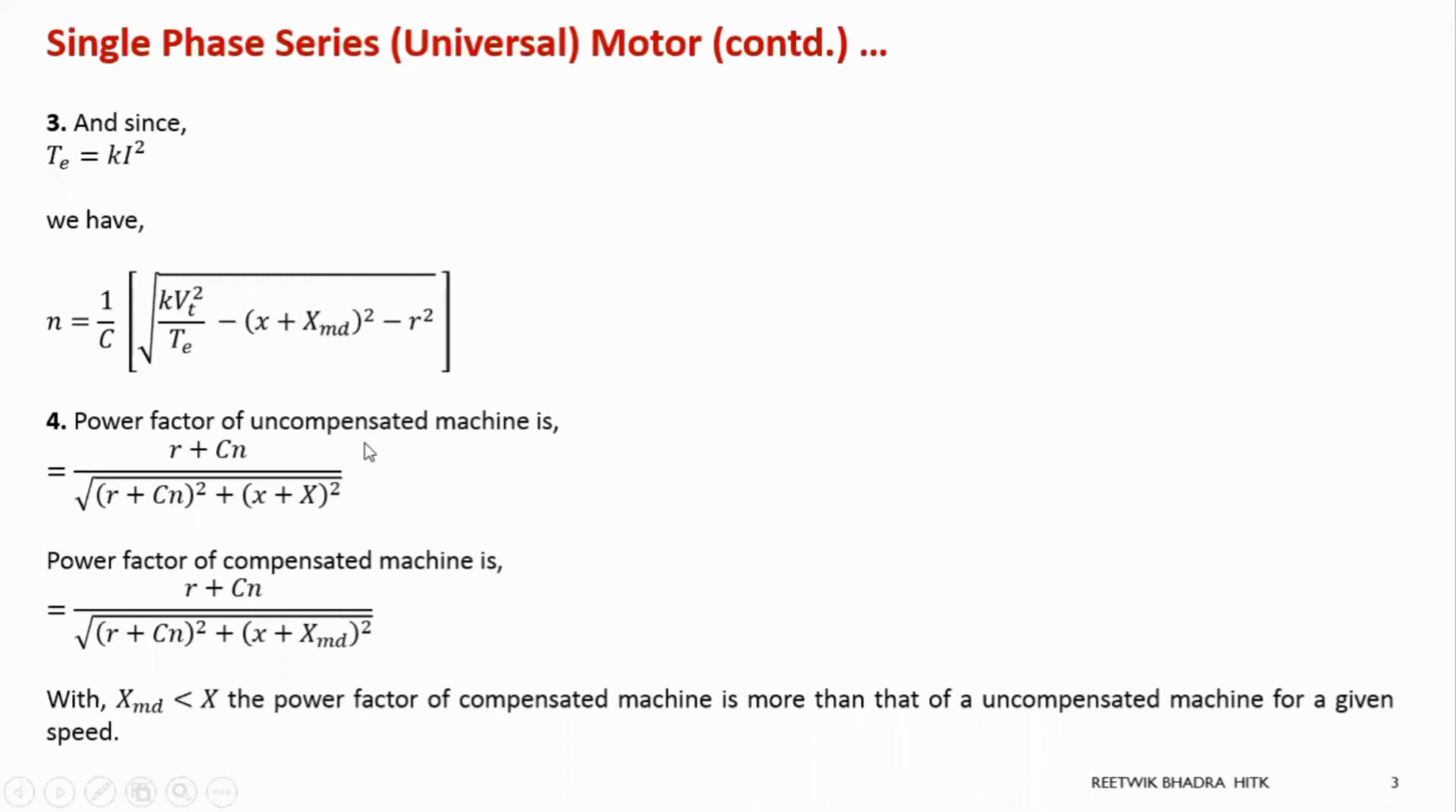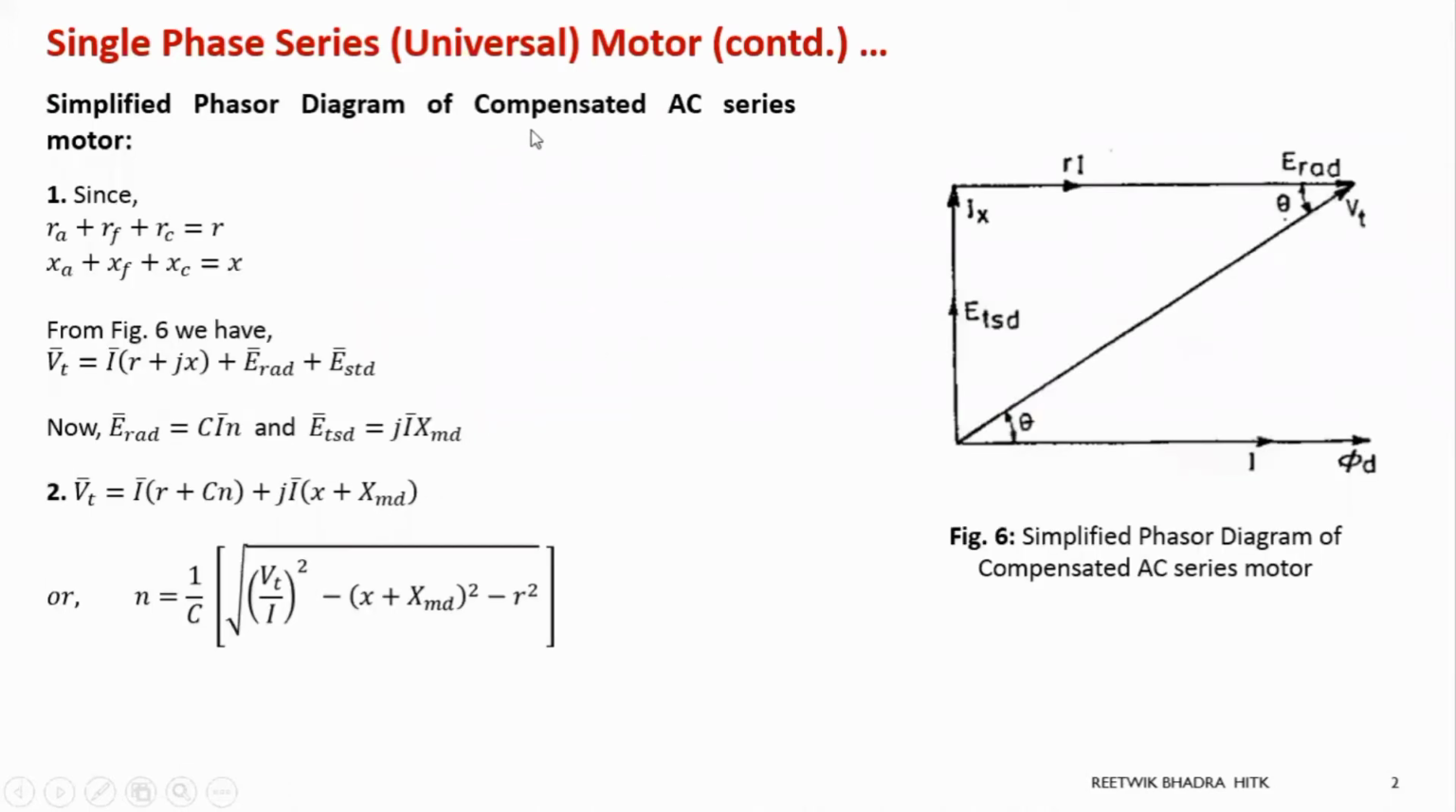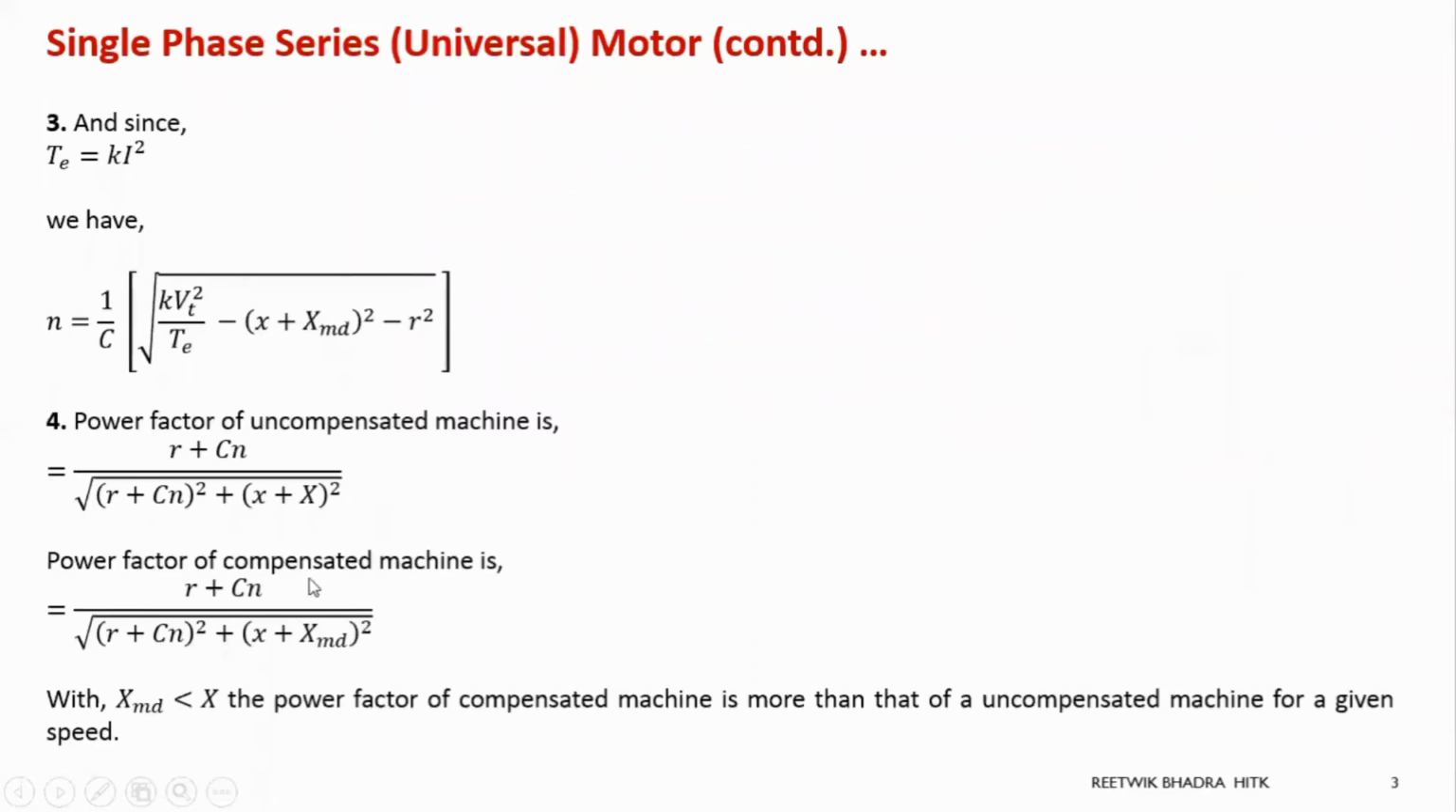So this is what I wanted to show you: the difference between an uncompensated and a compensated AC series motor. The power factor is improved in the case of the compensated AC series motor, which was a problem in the previous case.